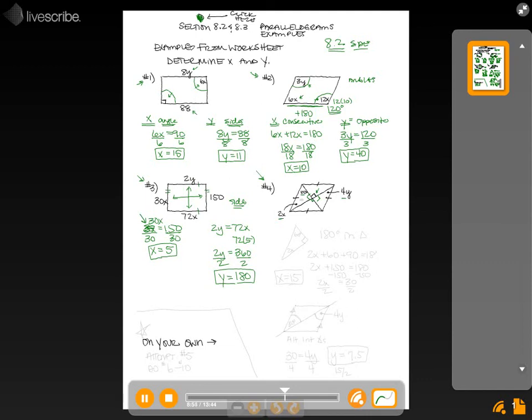They make a straight line. So if one of them's 90, then the one next to it has to be 90. And that works all the way around. You could also use the idea of vertical angles. Angles across from each other in that X shape have to be congruent. So if the top one's 90, then the bottom one's 90.